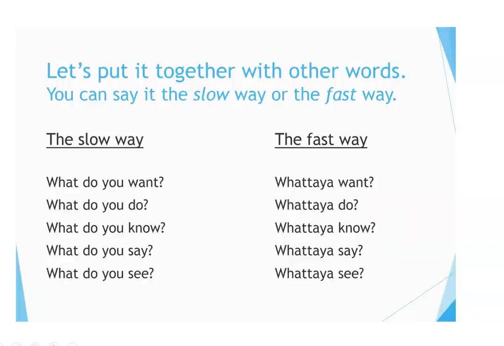Let's put it together with other words. You can say it the slow way or the fast way. The slow way: what do you want? The fast way: what do you want? What do you do? What do you know? What do you say? What do you see?